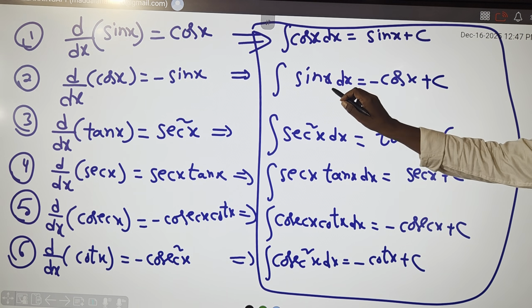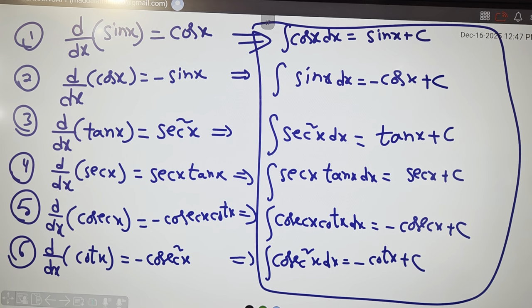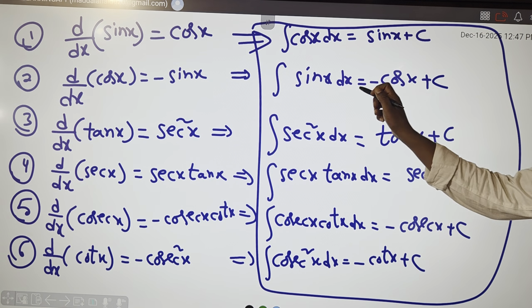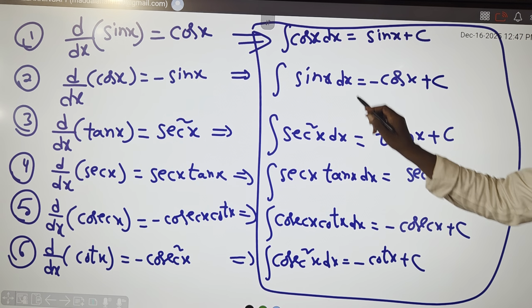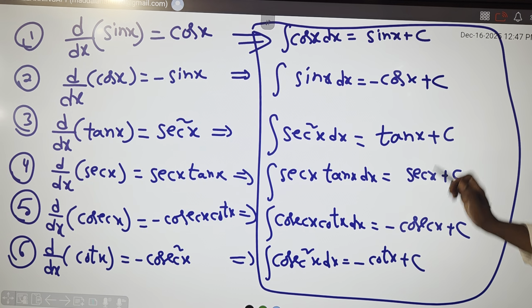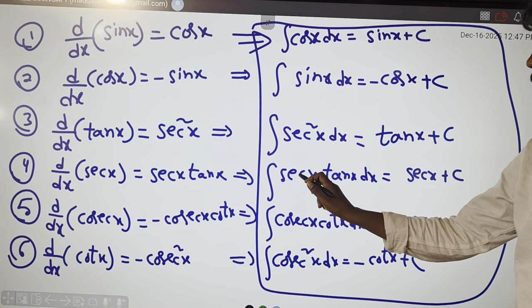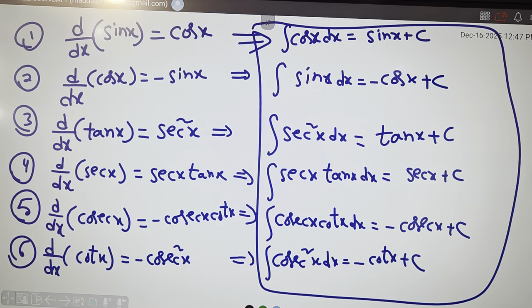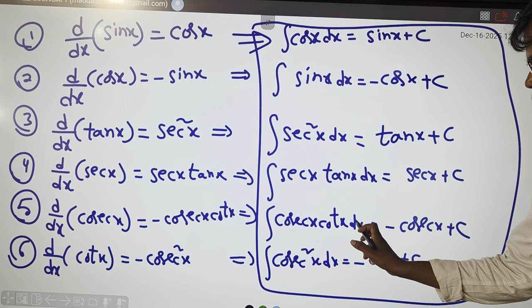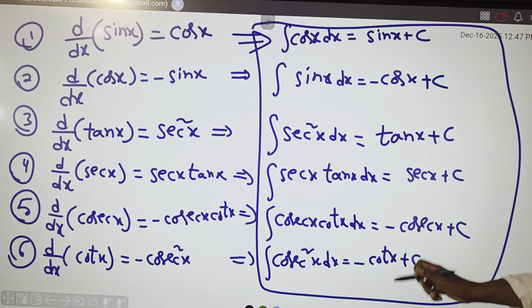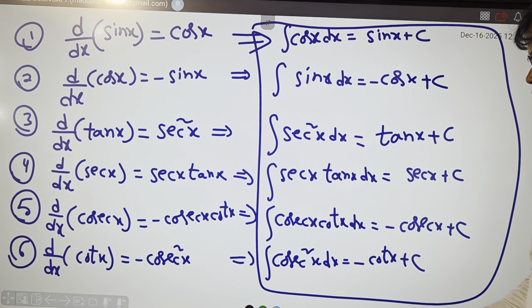From now onwards you can use: integral sin x dx equal to minus cos x plus c, integral cos x dx equal to sin x plus c, integral secant square x dx equal to tan x plus c, integral secant x tan x dx equal to secant x plus c, integral cosecant x cot x dx equal to minus cosecant x plus c, integral cosecant square x dx equal to minus cot x plus c.